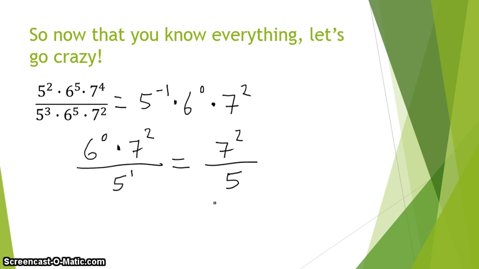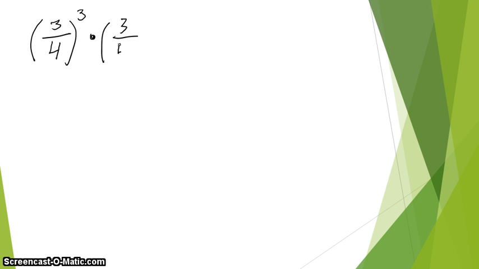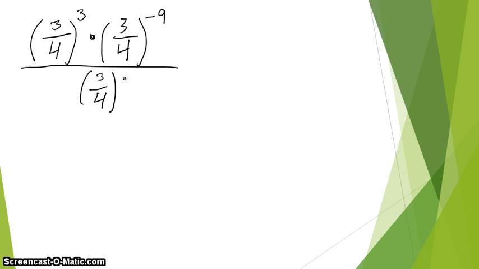And one last thing I want to show you. Give me 1 second, and I'm going to try one more example. Okay, so we're going to try this problem together. I didn't type it up because it's a pain to do this on the computer, but please do this with me. 3 over 4 to the third power times 3 over 4 to the negative 9 power, all over 3 over 4 to the negative 4th power.